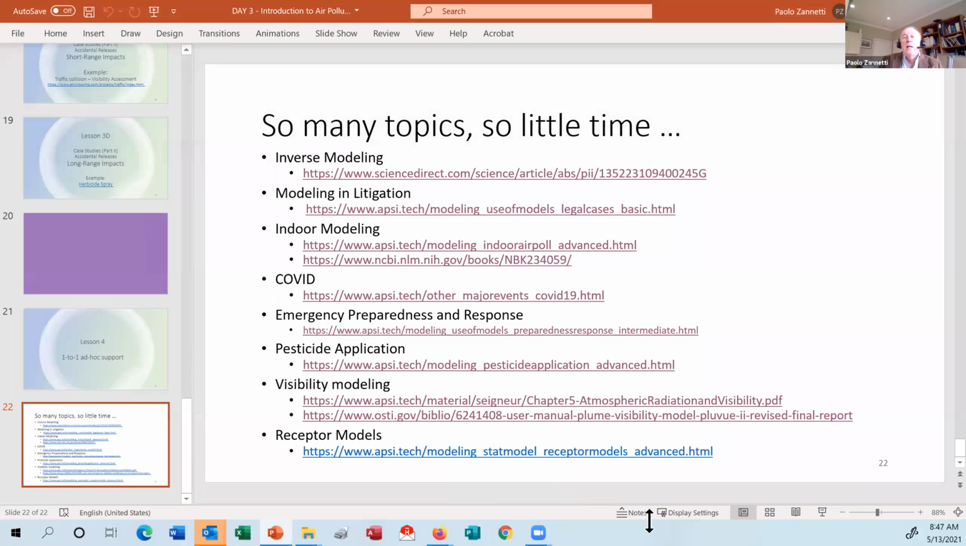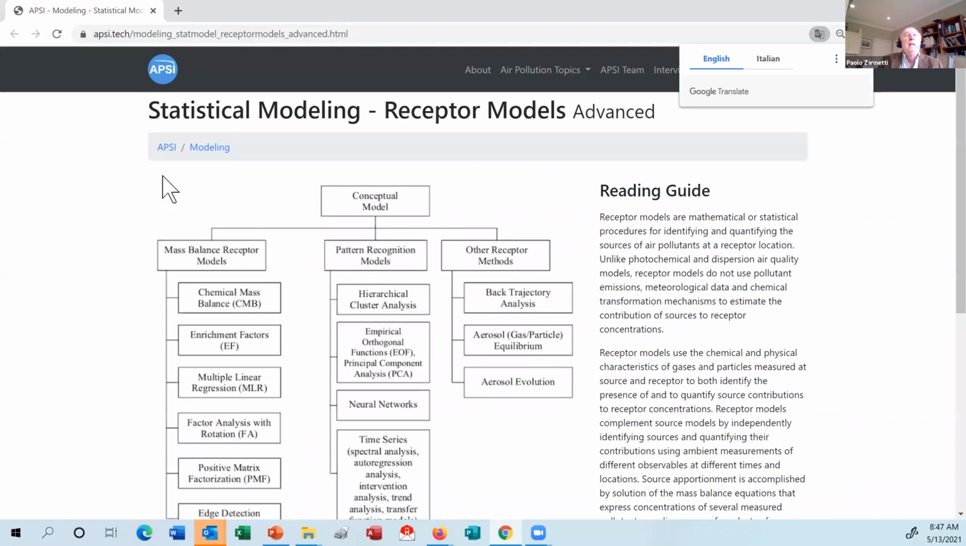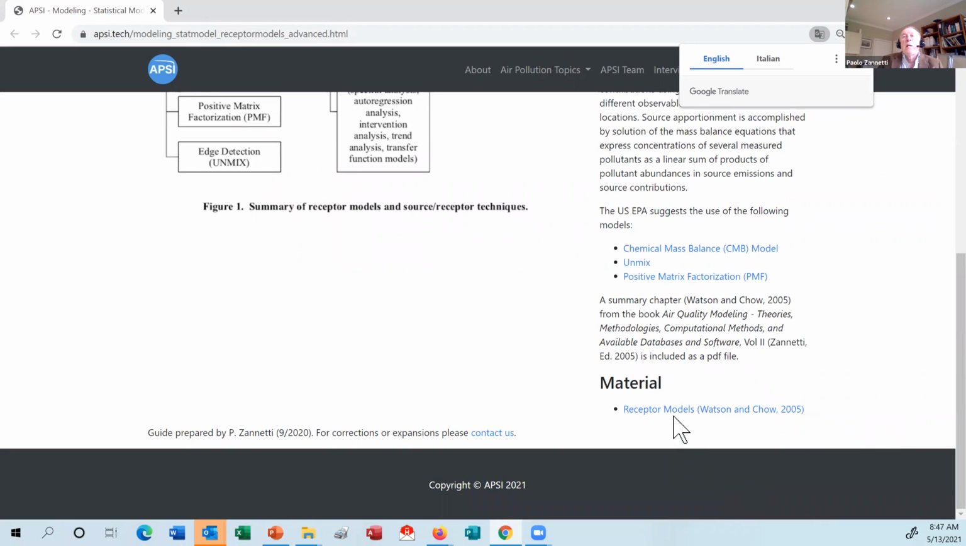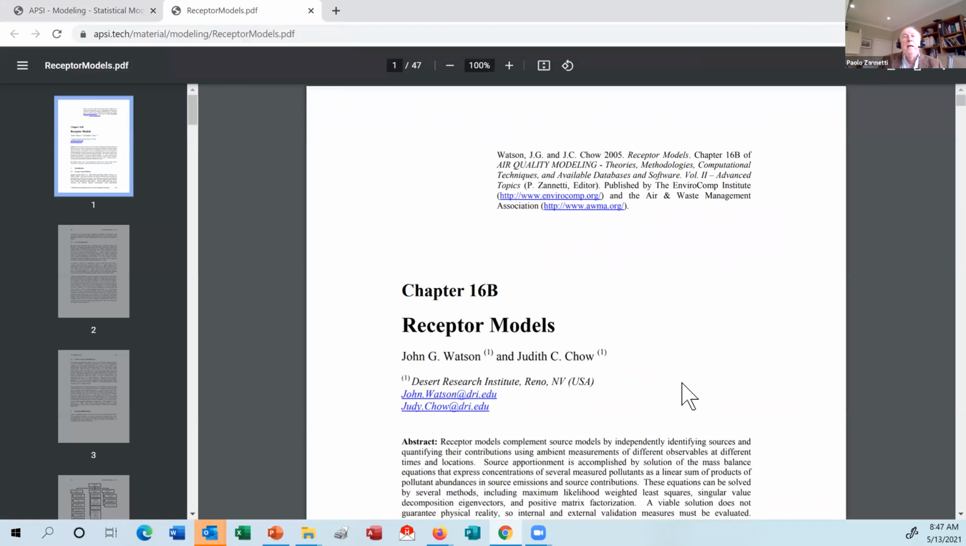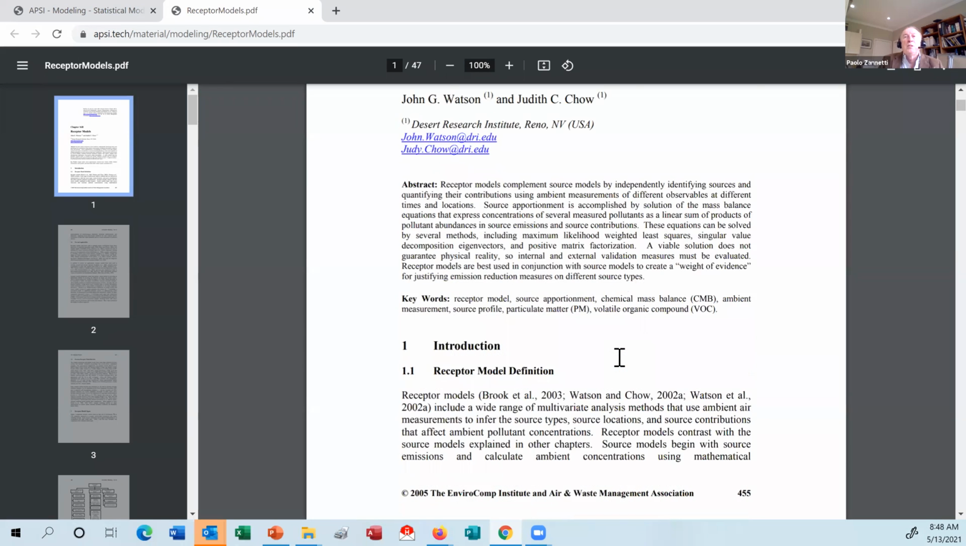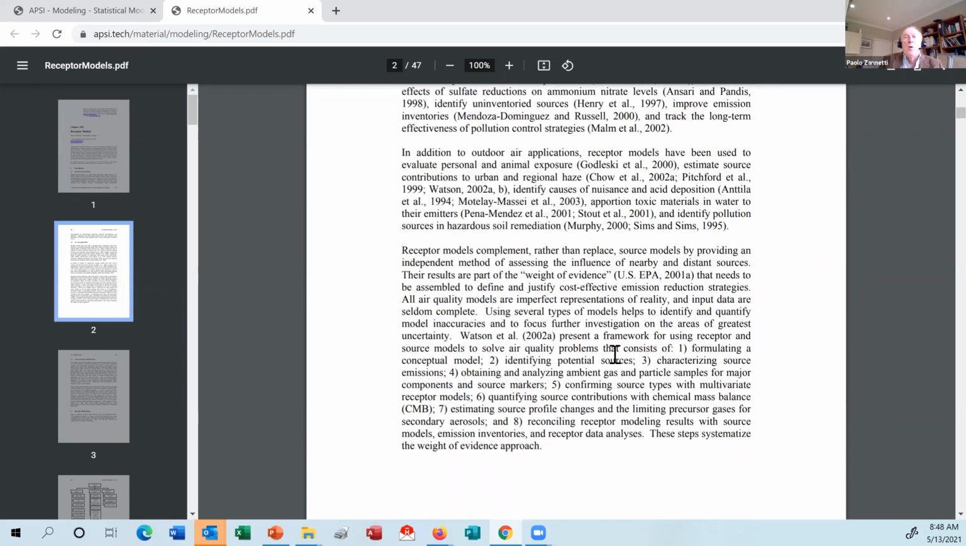And finally, receptor models. I saw a note that some people are interested in receptor modeling. So my suggestion is there is a chapter guide in APSI talking about receptor models. EPA suggests 3 types of model. I already recommended the chemical mass balance, and there is a full receptor model chapter that I made available here, written by 2 top experts, John Watson and Judy Chow of the Desert Research Institute in Reno, Nevada, really top experts in this field, who have summarized all the issues related to receptor modeling in this chapter.